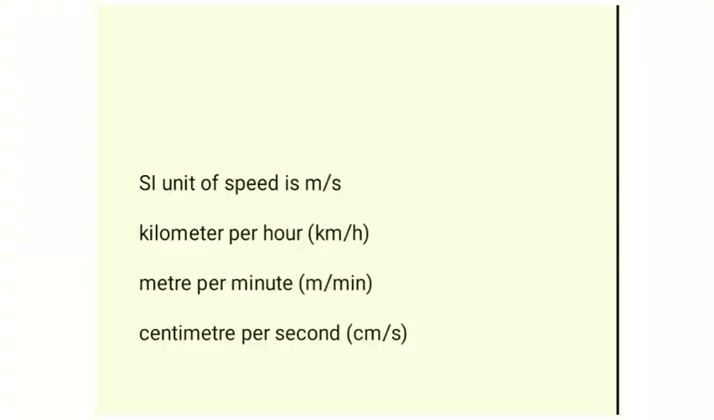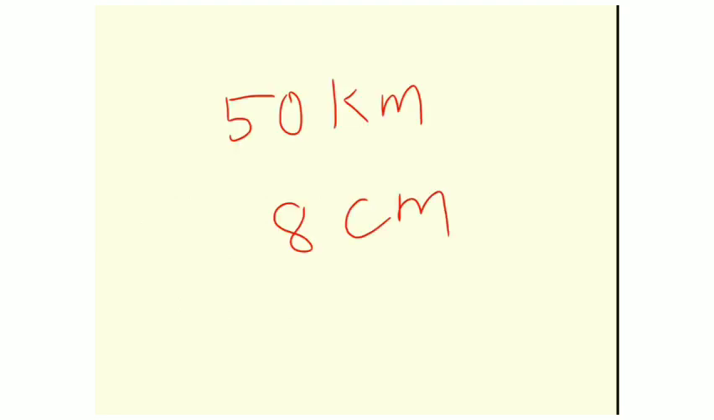As we have discussed in our previous class, the SI unit of speed is meter per second. Other units of speed are kilometer per hour, miles per hour, meter per minute, centimeter per second. You must remember that the symbols of all units are written in singular form, for example, 50 kilometer or 8 centimeter. So the symbols of all units are written in singular form.